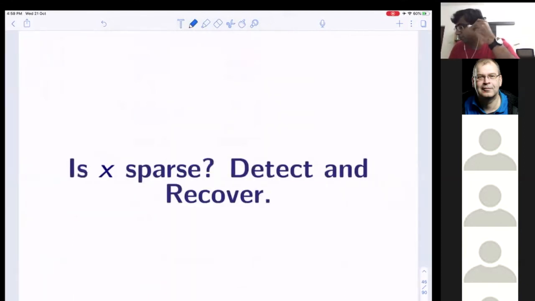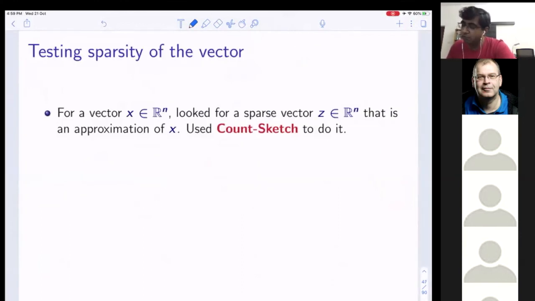So I'm going to ask a different question. Is X sparse? Detect and recover. What I mean by this: up until now, for a vector X in R^n, we looked for a sparse vector Z in R^n that is an approximation of X. We looked into the two norm, with the property that the L0 norm of Z was less than or equal to k, and we used count sketch to do it.